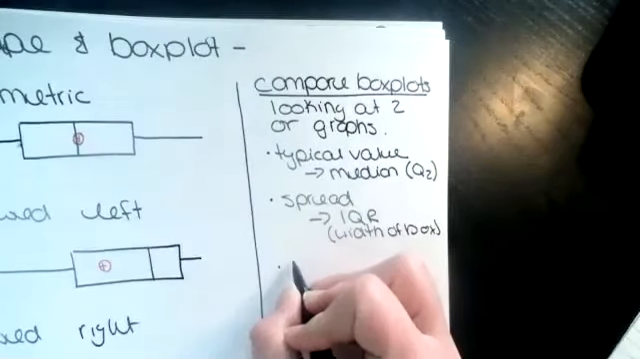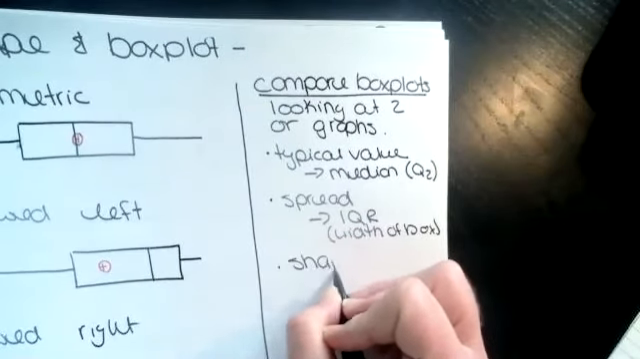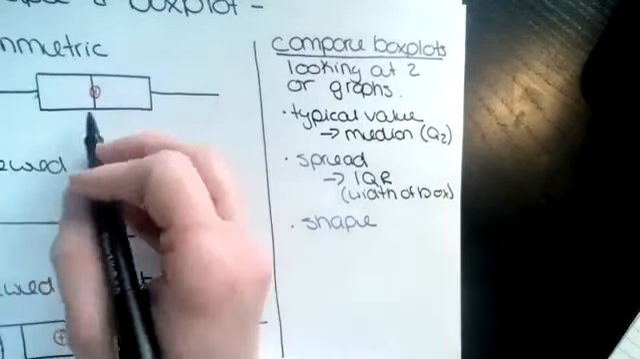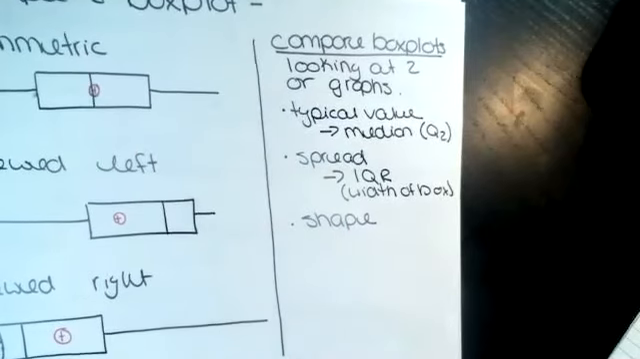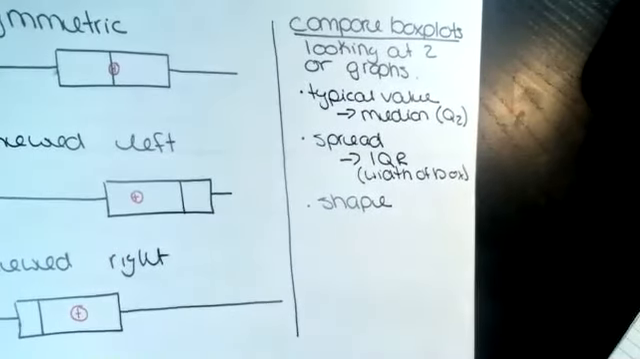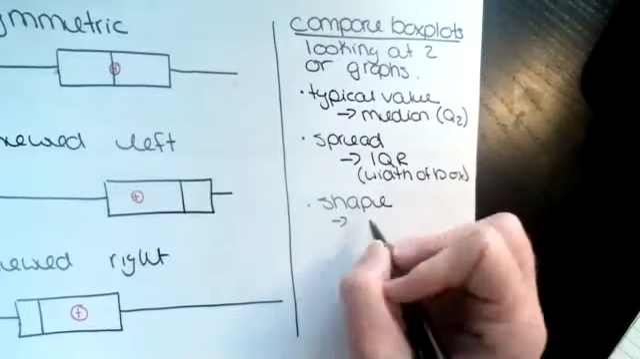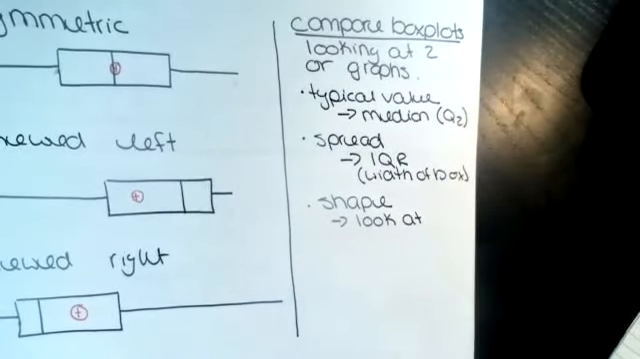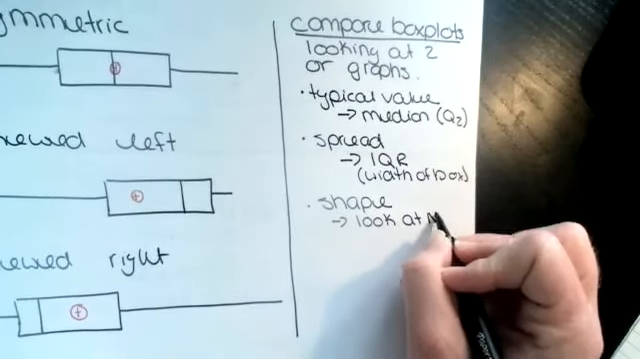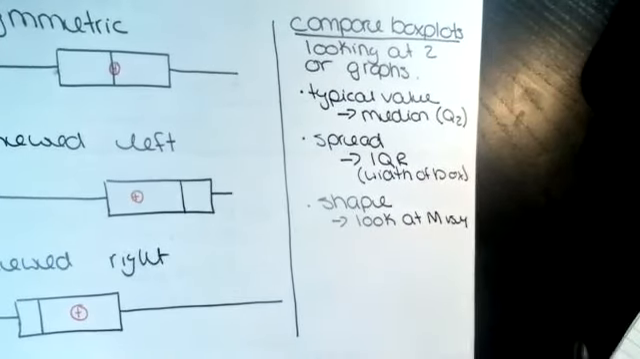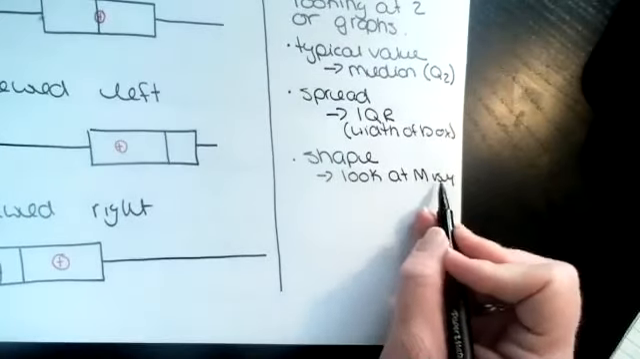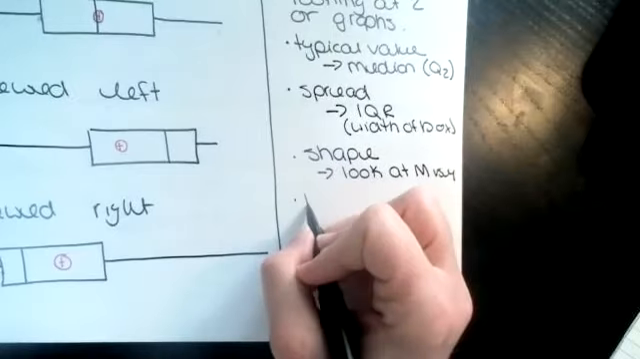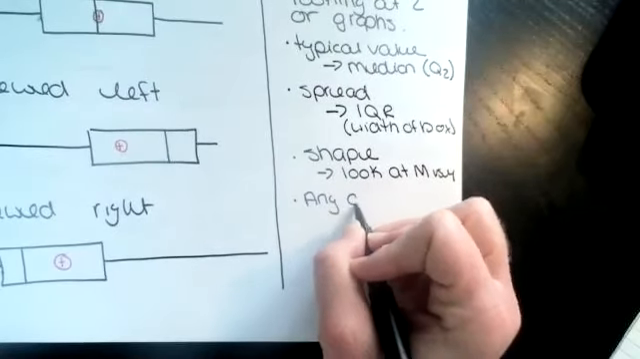And we want to compare the shape. We really can't compare the shape as much as saying one's symmetric, one might be skewed left, the other one skewed right, that kind of thing. So here, when we're doing this, make sure you look at the entire box plot, but we really want to look at the mean versus the median. I wrote it backwards from what I said, the median versus the mean. And then lastly, do we have any outliers?